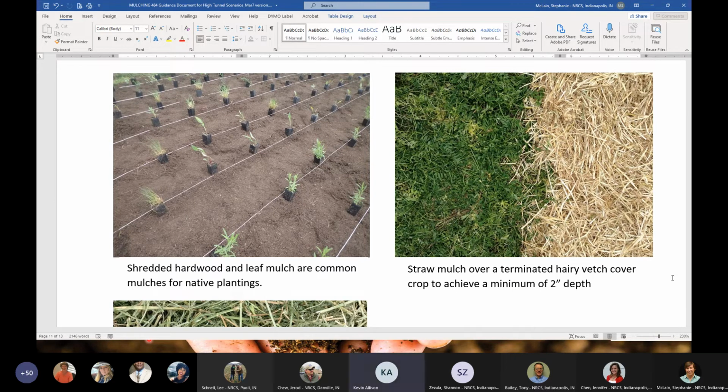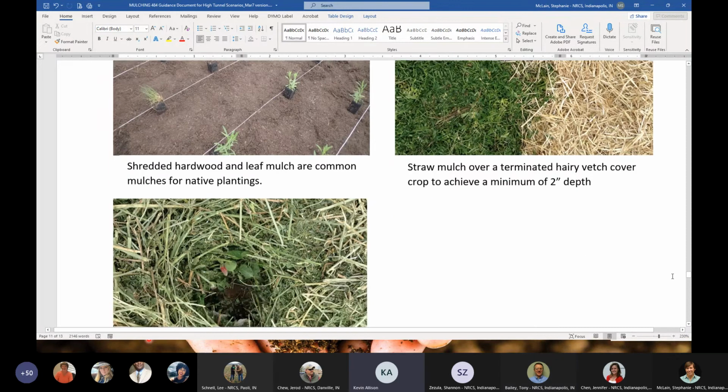Straw can also be used if it's a cover crop that they're terminating and then planting into. That's not necessarily mulch, right? Although it does create a mulch. But in some instances, there will be a cover crop, and then the person will also want to mulch after that cover crop. So in this instance, the picture just shows a terminated cover crop with straw on top of it to achieve that 2-inch depth.